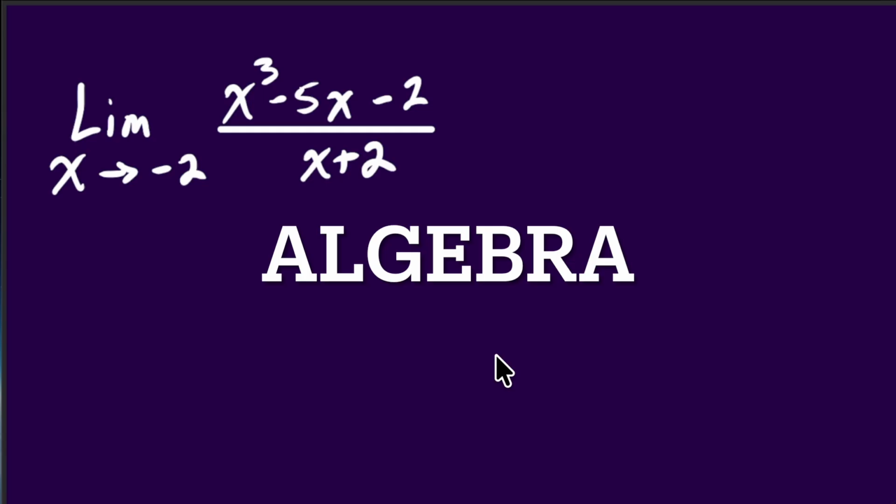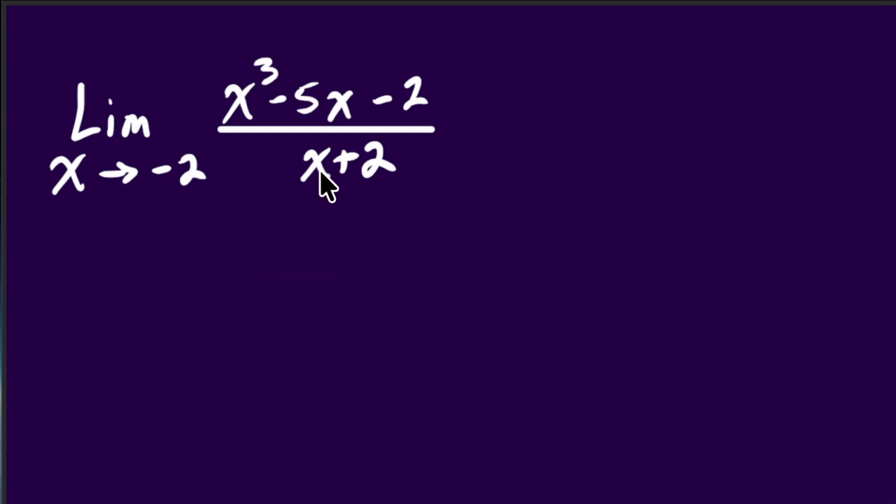We have the limit as x approaches -2 of this rational function, and we cannot plug in -2 because the denominator will be 0. So in this case, we look to factor the numerator, and we are unable to do so. So another trick you can use in this scenario is long division. There's two ways to do long division.